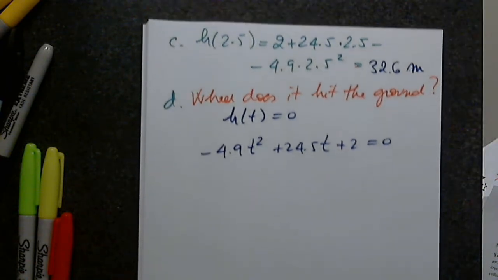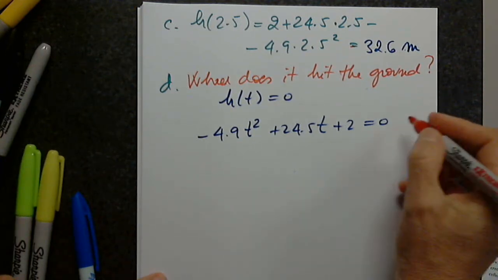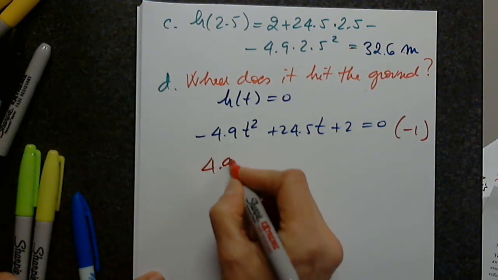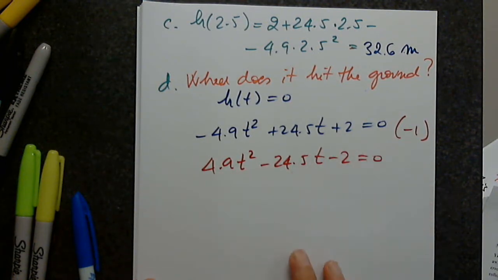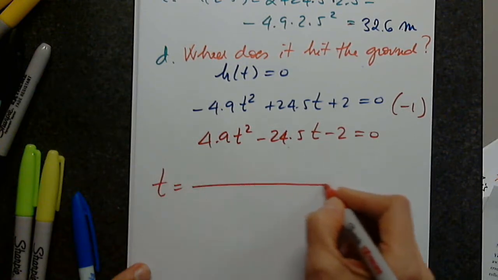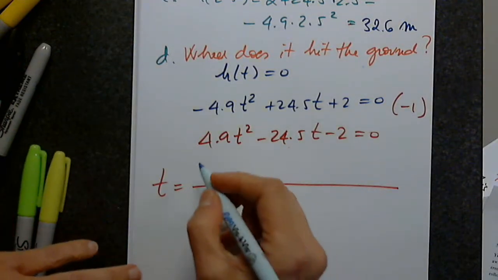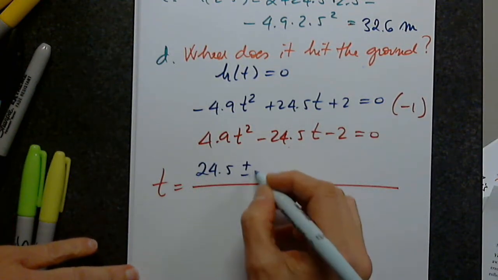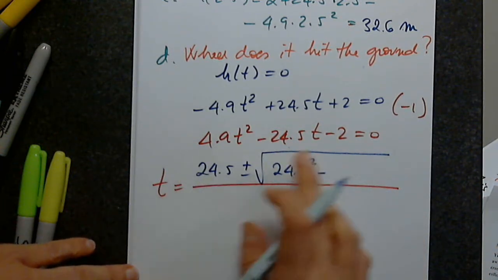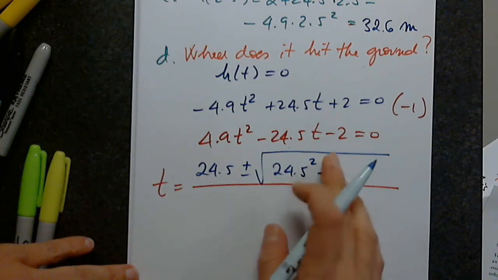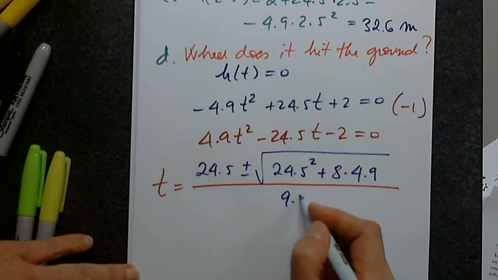My only chance is to use the quadratic formula, but I refuse as long as it has a negative leading coefficient. So 4.9 t squared minus 24.5 t minus 2 equals 0. Negative b plus or minus the square root of b squared minus 4ac. I have another minus plus, 4 times 2 is 8, times 4.9, over 2 times this, which is 9.8.